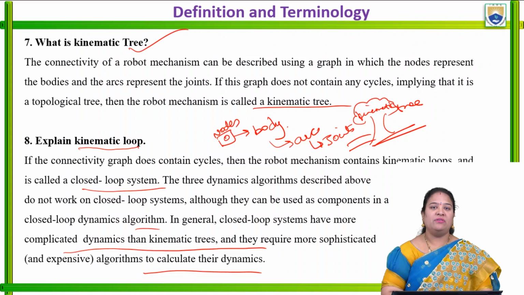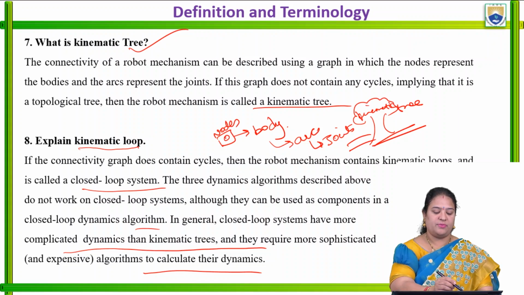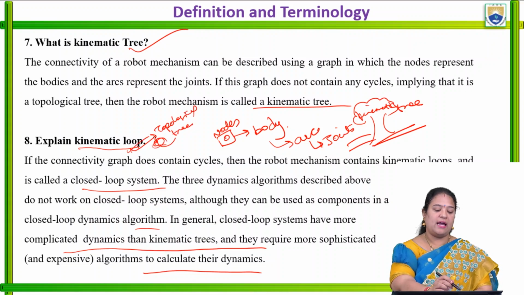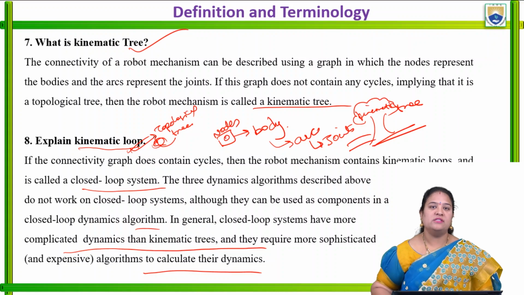Right? If the connectivity graph contains cycles, then the robot mechanism contains the kinematic loop. That is, such a mechanism is considered a kinematic loop, and we also call it a closed loop system.